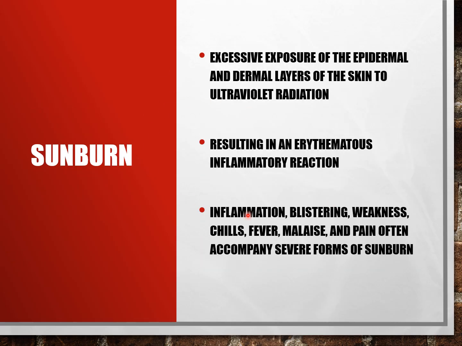So sunburn is an acute effect of UVA and UVB exposure. It is excessive exposure of the epidermal and dermal layers of the skin to ultraviolet radiation. Those rays can penetrate below the epidermal layers into the dermal layers of the skin itself. This results in an erythematous inflammatory reaction of the skin, that classic redness and burning that we see with sunburn. If severe, that inflammation can also cause blistering, and it can cause systemic effects as well, like chills, fever, malaise, and pain. This is often more common in really severe forms of sunburn.